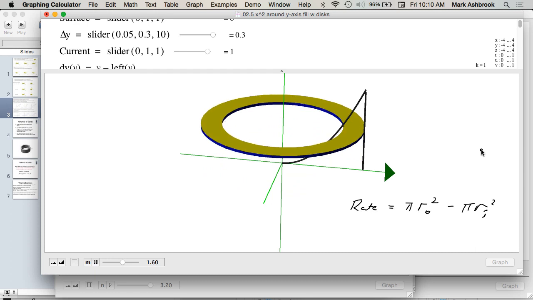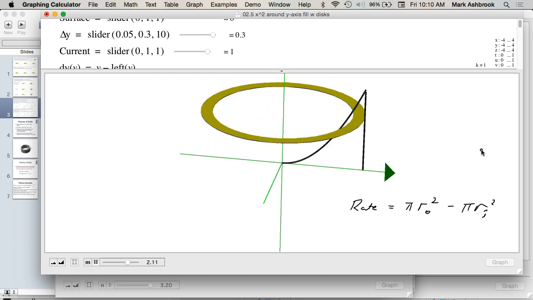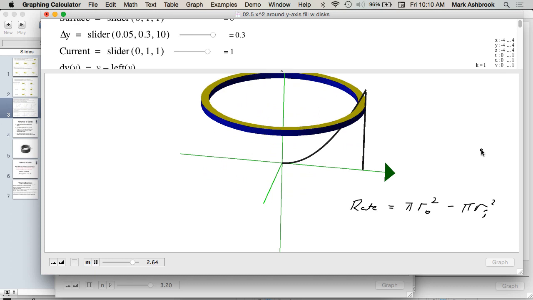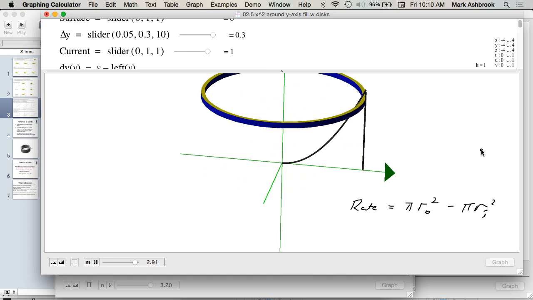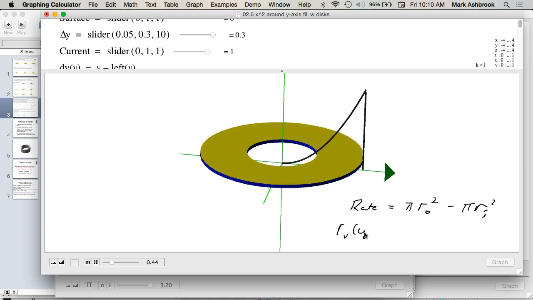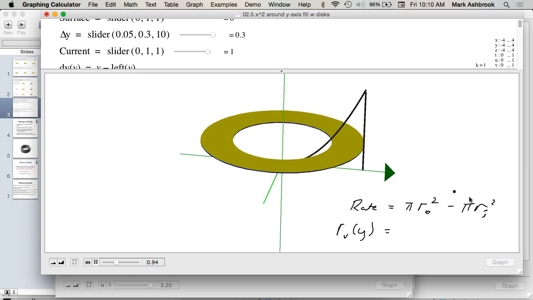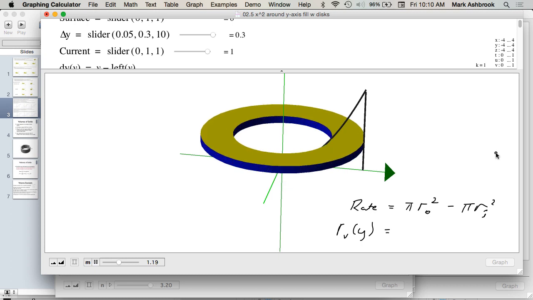And do we need to get this as our independent variable x or y? Is x increasing through delta x intervals, or is y increasing through delta y intervals? Y is increasing through delta y intervals. So we've got to get that rate function in terms of y. So we're going to do r sub V of y. We need to get the outer radius in terms of y and the inner radius in terms of y.